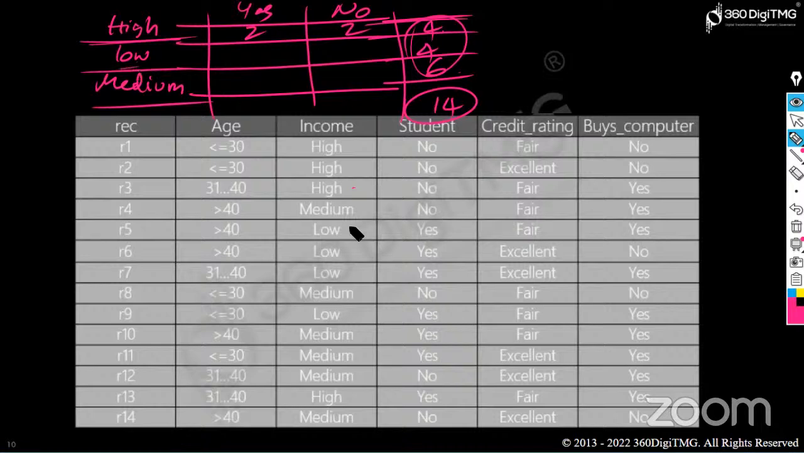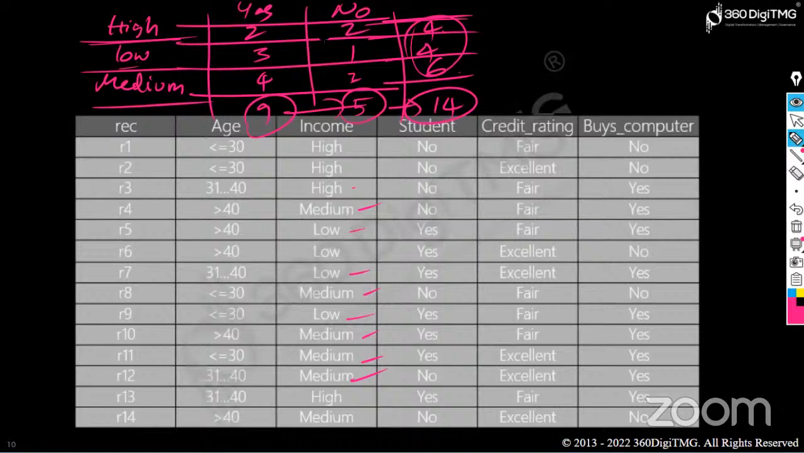With respect to low, so we have 1 yes, 2 yes, and 3 yes. Okay. So 3 and 1. So for medium you have 1 yes, 1 no, and all 3 yes, 2. So 4 and 2. So you can see that 2 plus 3 plus 4 is 9. So 2 plus 2 plus 1 is 5. So 9 plus 5 is 14. So we got it. So the calculation is correct.